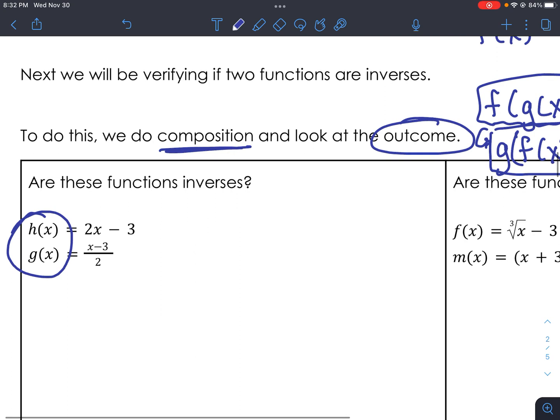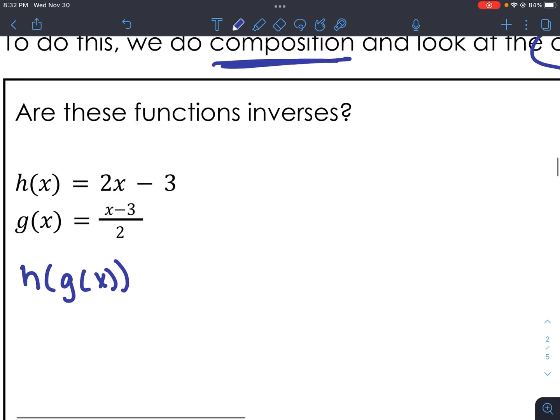All right, so for these two functions, I want to first check, it doesn't matter which one, I'm going to take one and plug it into the other. So here's what I'm going to do. I'm going to take the g function.